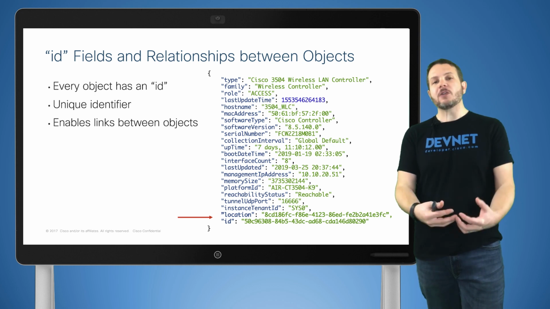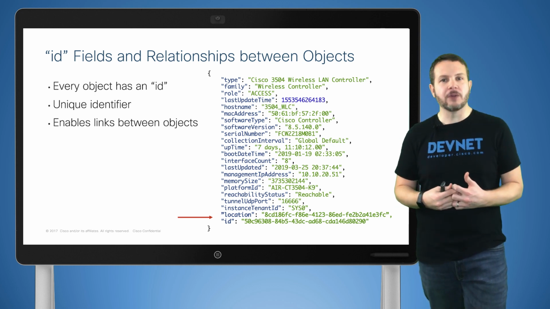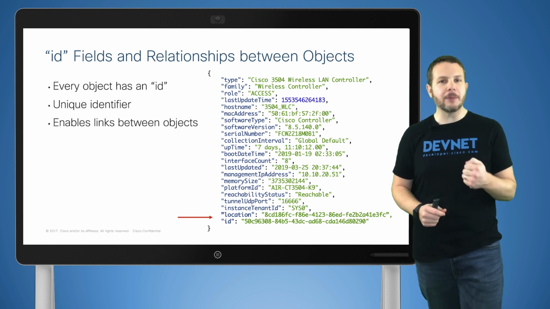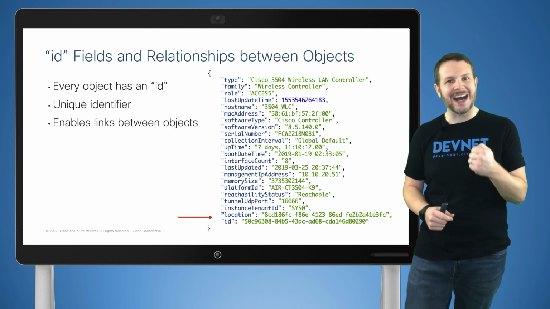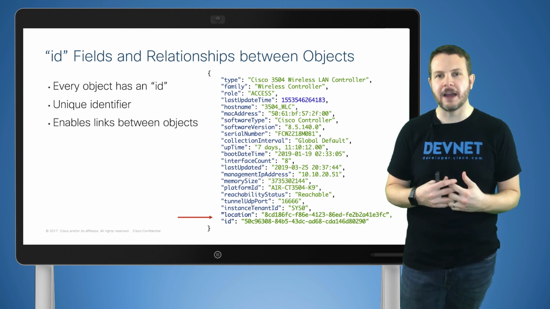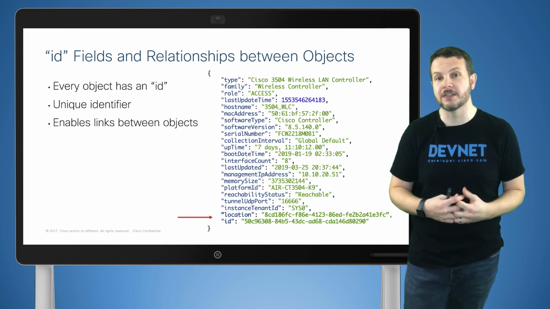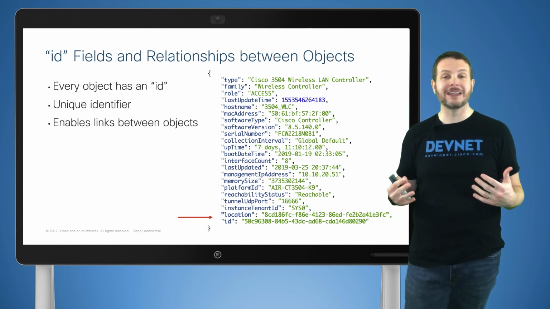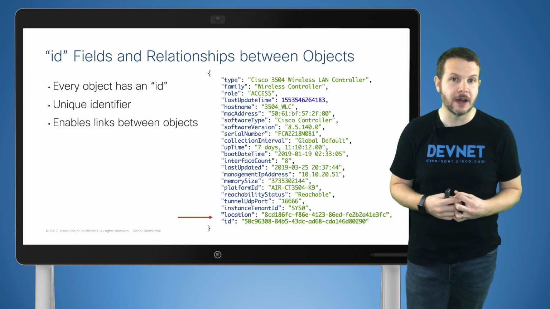Now as you retrieve the details back, whether these are network devices or clients or sites, every object in Cisco DNA Center includes an ID field. Now these ID fields are unique identifiers that are inside of Cisco DNA Center itself. It also allows Cisco DNA Center to build relationships between different types of objects.